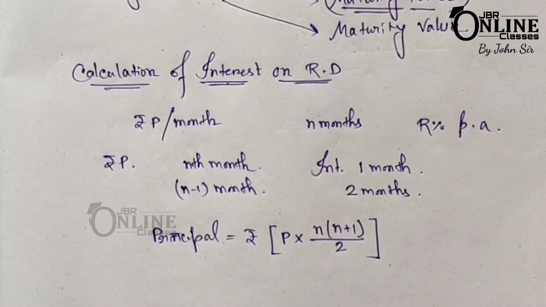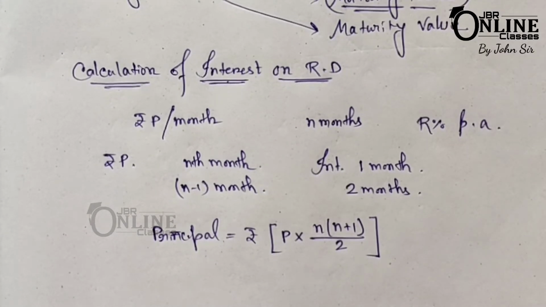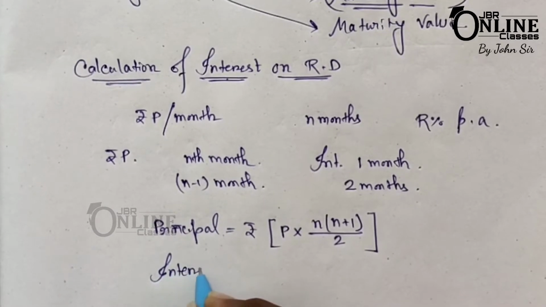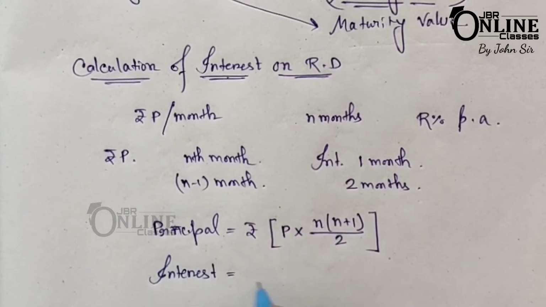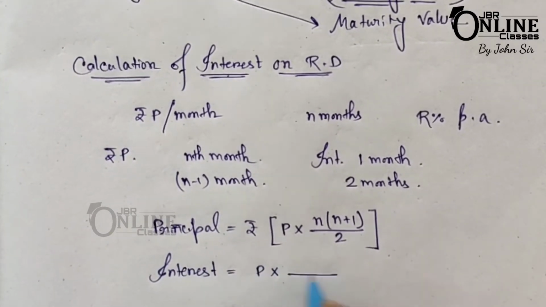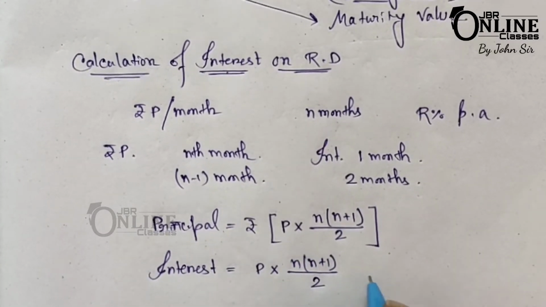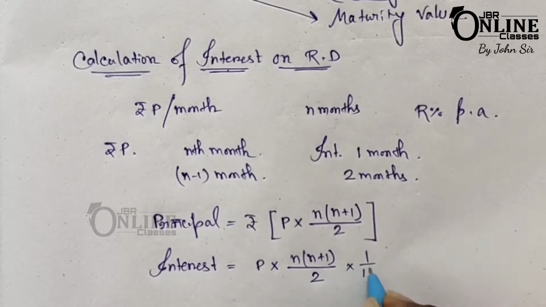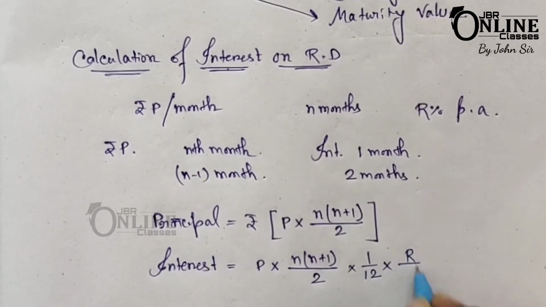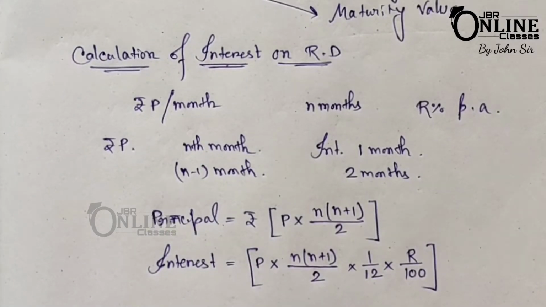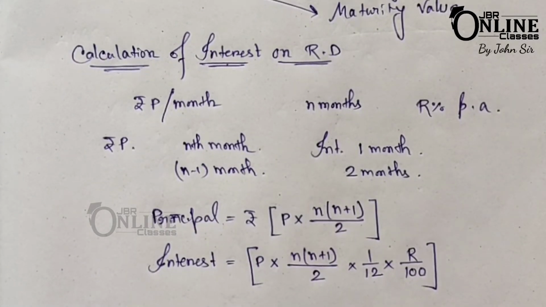Now next thing is you have to find out the interest. To find out the interest, the formula is P into n into n plus 1 divided by 2 into 1 by 12 into R by 100. That is the formula to find out the interest.